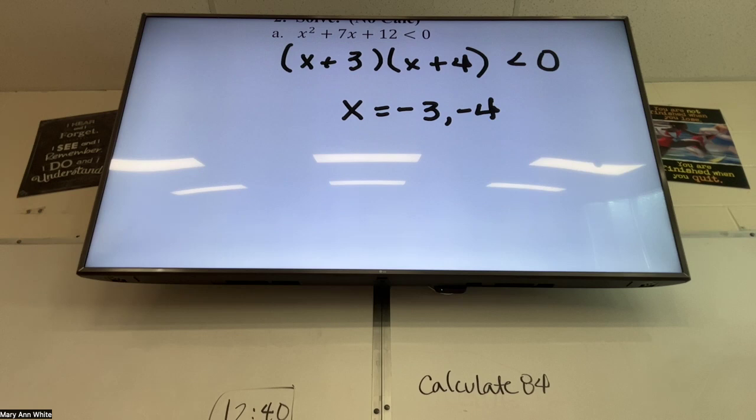I'm going to ignore that inequality right now because these are actually my zeros. This is what x equals. Now I'm going to graph it, and then that's going to help me find my inequality where x is between two things. -4, -3.